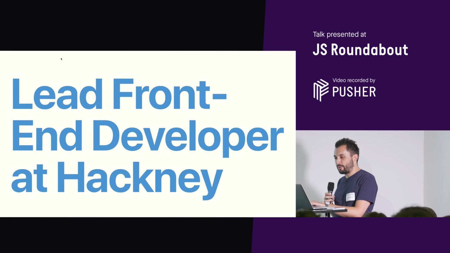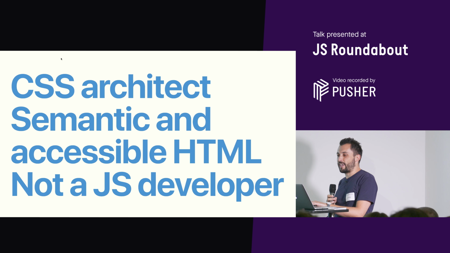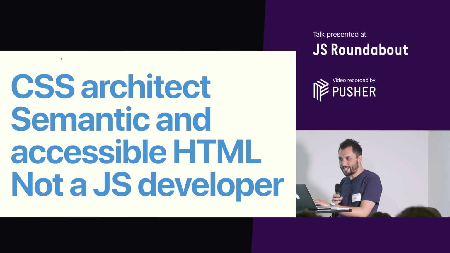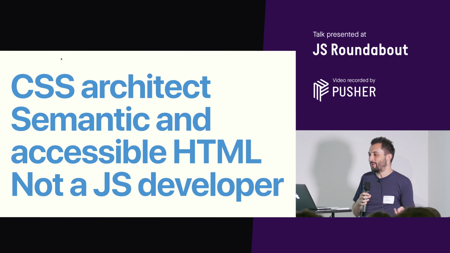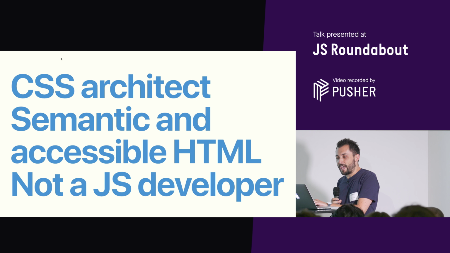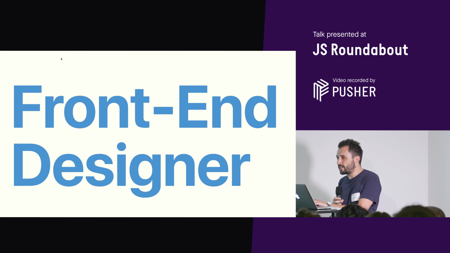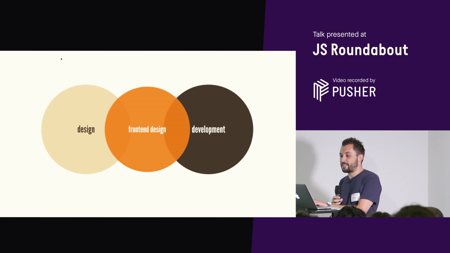So that's my role, lead front-end developer, but what do I actually do? I call myself a CSS architect, though it's not a real role, because I love CSS so much, and I care about writing semantic and accessible HTML. And surprise, I'm not actually a JS developer. So I'm at a JS meetup, but I don't do JS. I can do JS, but I never wrote any React or Angular or Vue. And you can still be a front-end developer and not be a JS developer. That's why sometimes I prefer to call myself a front-end designer, which explains quite well what it is.